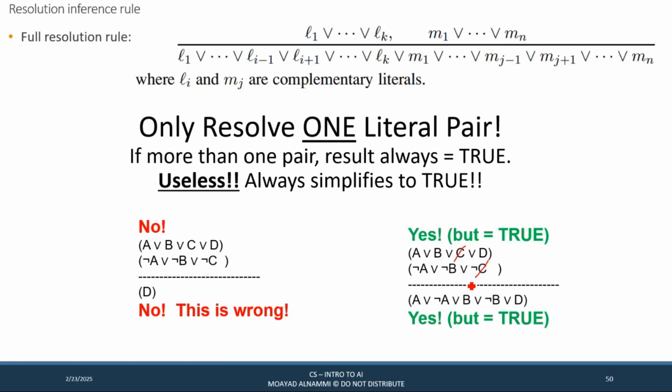When I do this, I union both sentences that are remaining. I get A or not A, B or not B, or D. What you notice is that this A or not A evaluates to true, and anything ORed with a true will evaluate to true. So I hope this is clear. When you resolve, you are only allowed to resolve one literal pair at a time.